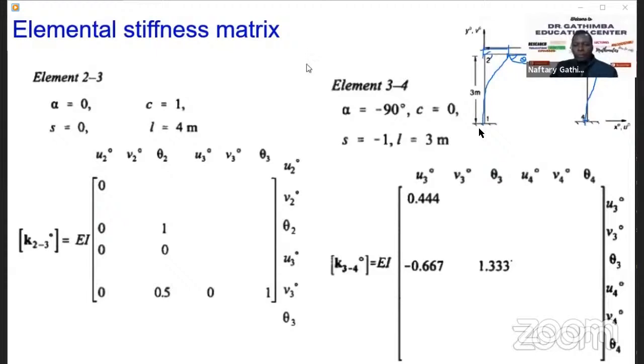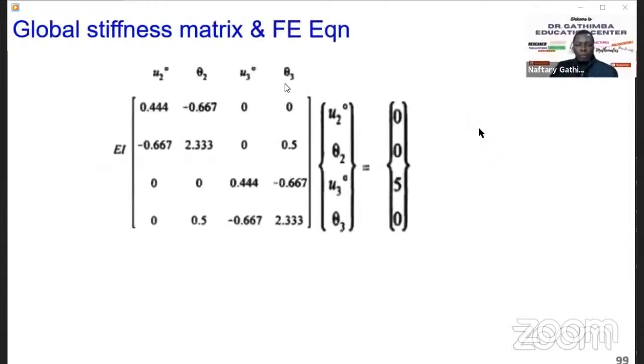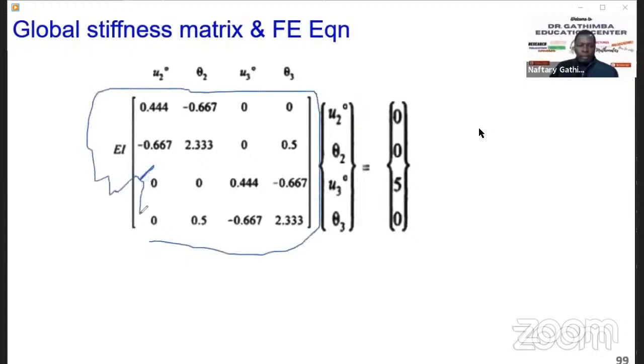Okay. So, doing so, we obtain this U2, theta 2, U3, theta 3. So you're going to get this as a stiffness matrix. This is the K for the reduced system.